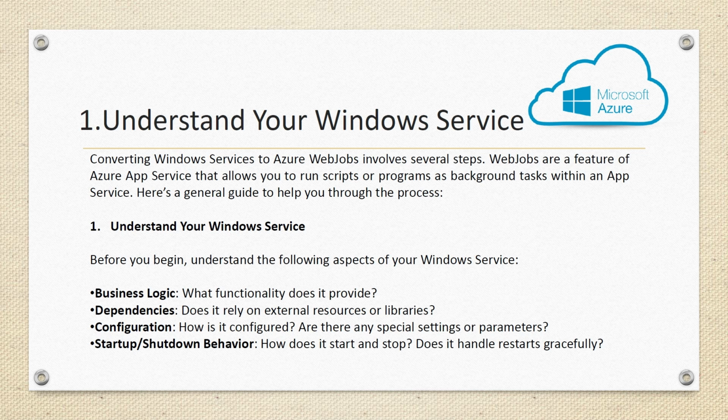Next is the dependencies. Any external libraries or internal dependencies that lie within your Windows service. You need to identify those details if you want to convert your Windows service to web jobs. Next part is configurations. How is it configured? Any special settings and parameters that have been set for your Windows service. You need to identify those things first. Next part is startup and shutdown behavior.